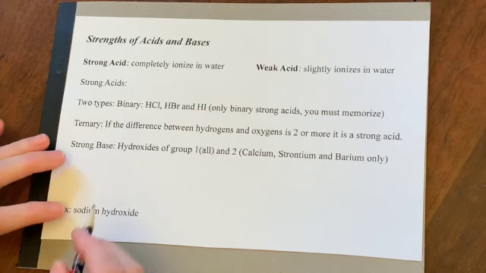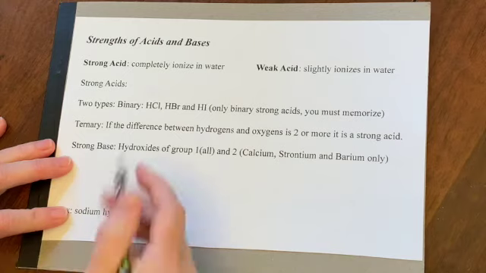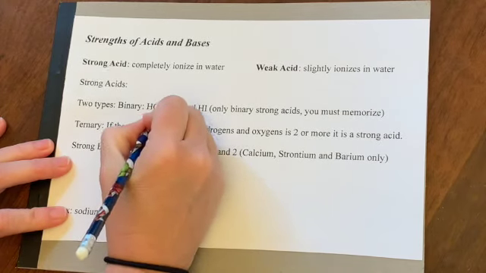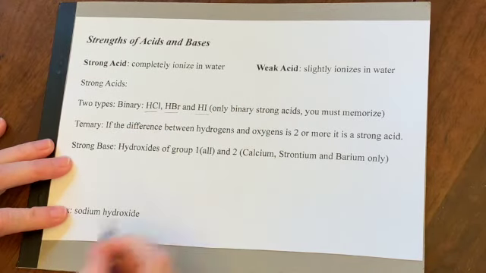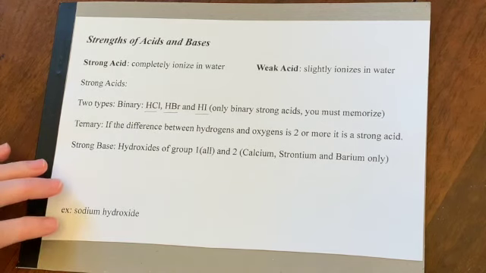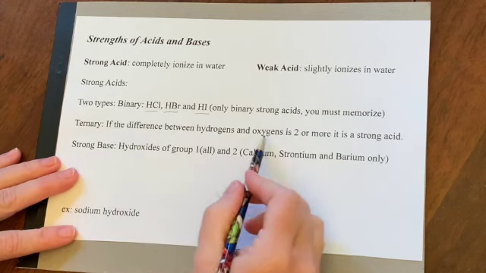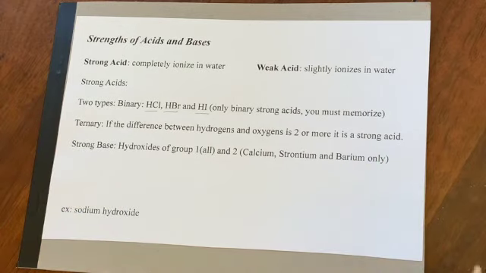So our strong acids, and this is just something you have to remember. For binary acids, there are only 3 strong ones: hydrochloric, hydrobromic, and hydroiodic acid. Those are strong. If you get any other binary acid, it is considered weak. For your ternary acids, if the difference between oxygens and hydrogens is 2 or more, it is a strong acid. So what do I mean by that?